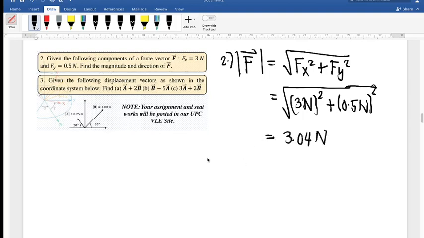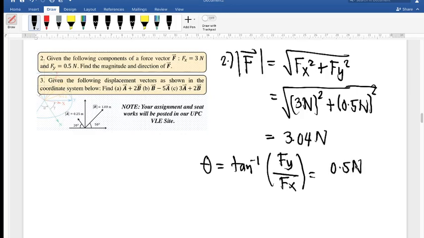How about yung direction niya? So the theta is the inverse tangent of Fy over Fx. Then your Fy is 0.5 Newton, tapos yung Fx is 3 Newton. So 0.5 divided by 3. Tapos the inverse tangent of the answer, that is equal to 9.46 degrees.